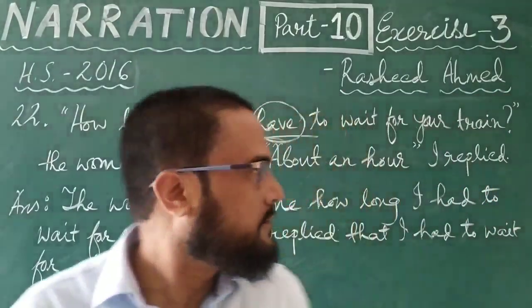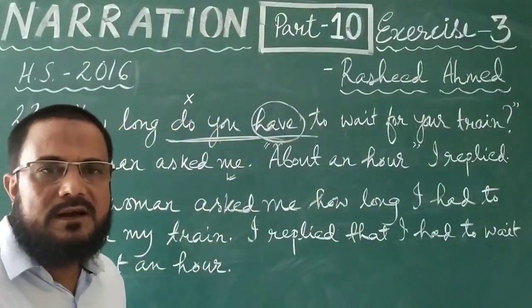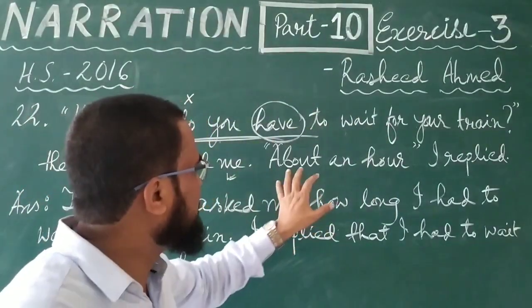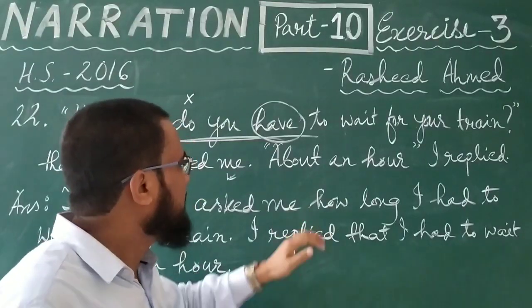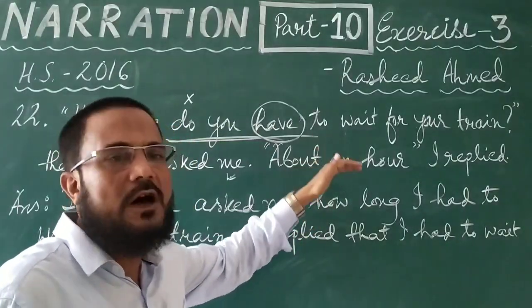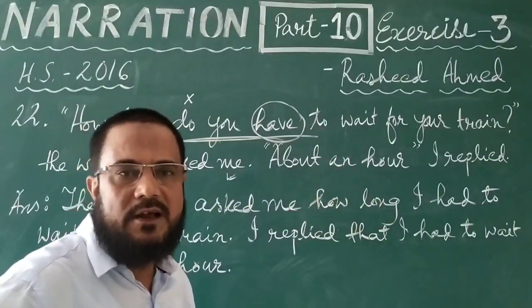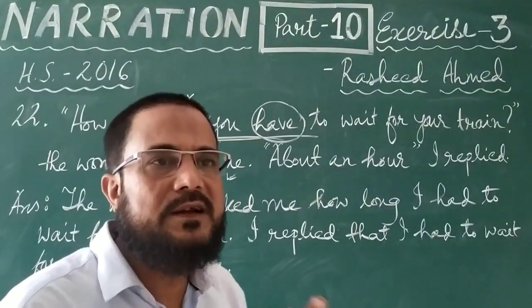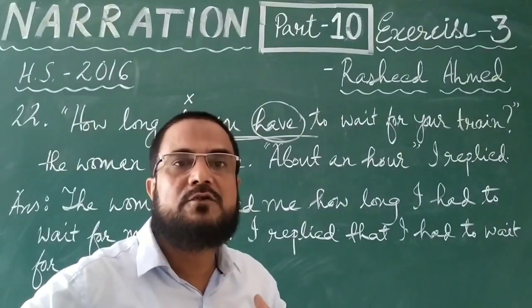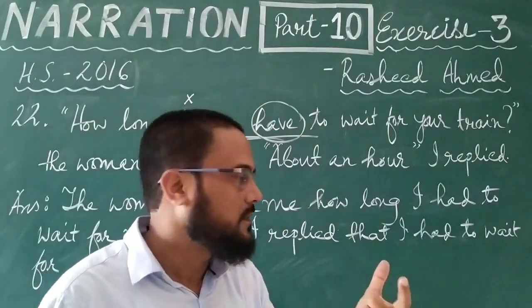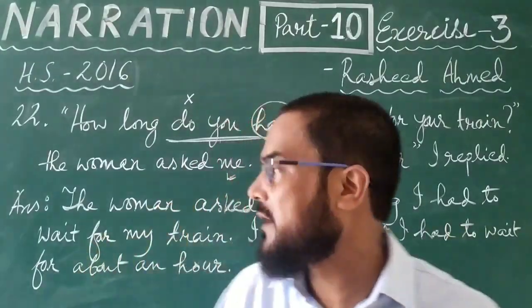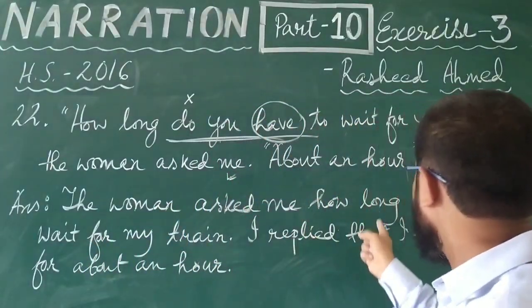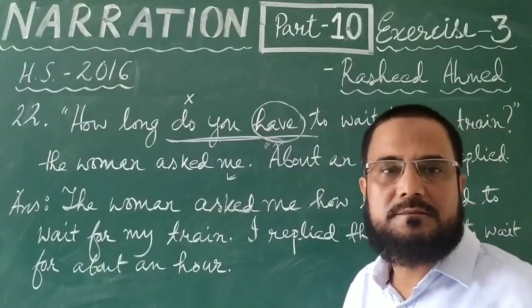And my answer was about an hour. I was just talking, so these three words, about an hour, were sufficient. But when you write here, about an hour means the question was how long do you have to wait? The answer was about an hour. In a complete sentence, you have to say, I have to wait for about an hour. So, in indirect narration, you will say, I had to wait for about an hour. I replied that I had to wait for about an hour.